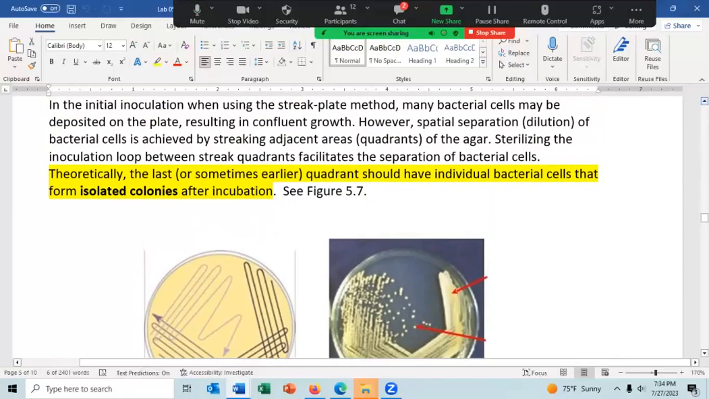So theoretically, some place along where you're doing the streaking, individual bacterial cells will be put, allowing the colonies to grow up and be isolated. As we were streaking, 1 or 2 individual cells, or maybe a clump of cells, went there, and then 1 or 2 or a clump of cells went there, and then they grew up and formed isolated colonies.